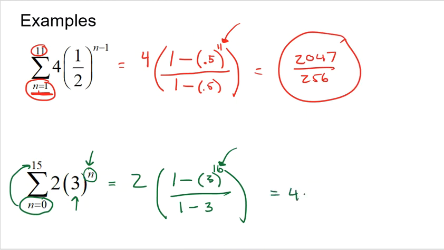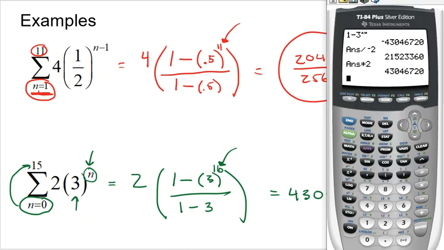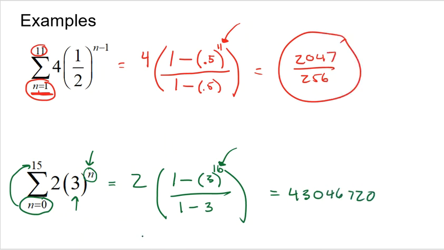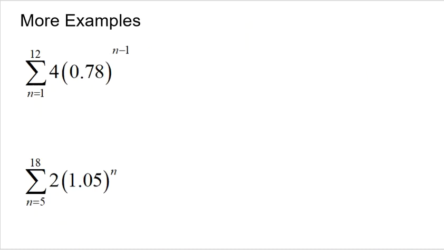43,046,720. Let me double check. 43,046,720. Yep, an absolutely enormous number. And hey, it is what it is. The formula got it for me. It's really an easy formula, but I stressed this in the previous video with the arithmetic series. It's an easy formula, but you got to know how to use it. Let's do 2 more examples.